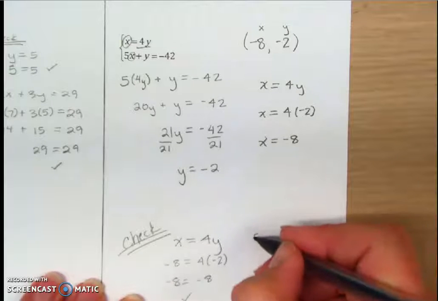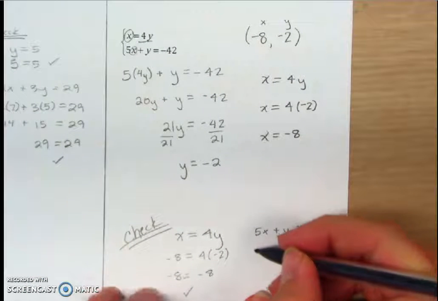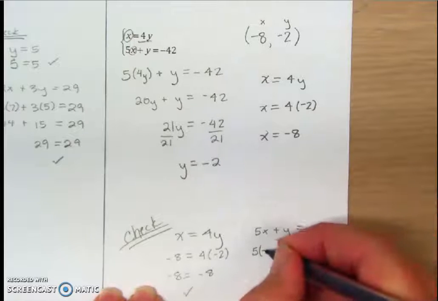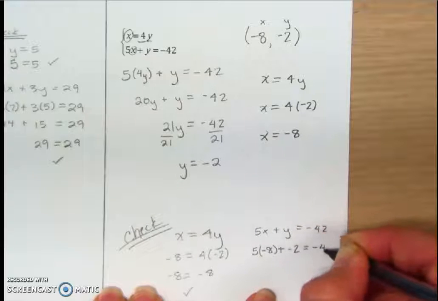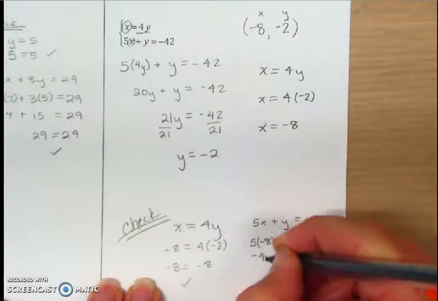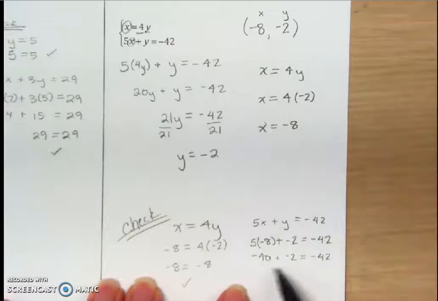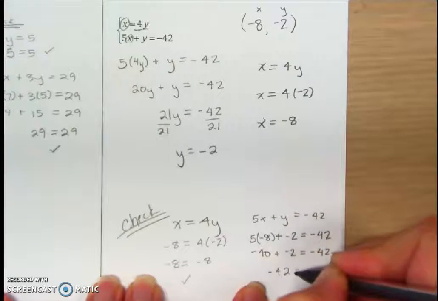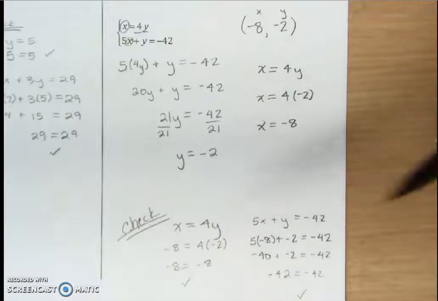Now let's try the second equation. 5x plus y equals negative 42. So I'm going to rewrite that without any variables because now we know what they equal. x is negative 8 when y is negative 2. And hopefully that comes out to be negative 42. Let's check. 5 times negative 8 is negative 40 plus negative 2 should equal negative 42. And two negatives here. Yep, everything's all negative. Nothing cancels out. So we get negative 42 is equal to negative 42, which means our answer is correct. It worked for both equations.